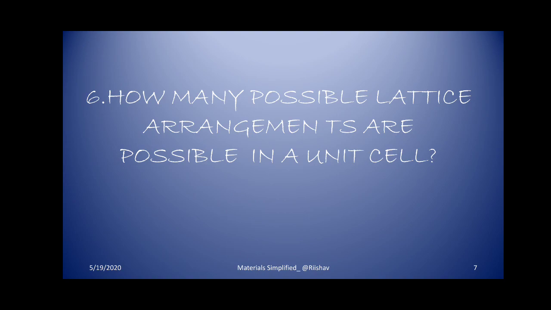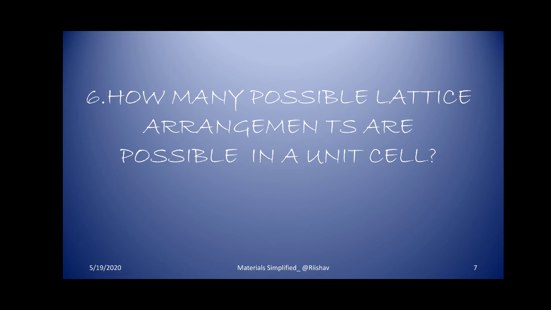Now, if I say C, C means lattice points are at corners, plus lattice points are also present at any two opposite faces, or I might say parallel faces also. Like take a pair of faces which are parallel and place a lattice point at the face centers. That's all, apart from lattice points at the corners. So in these ways we can get different lattice arrangements in a unit cell.